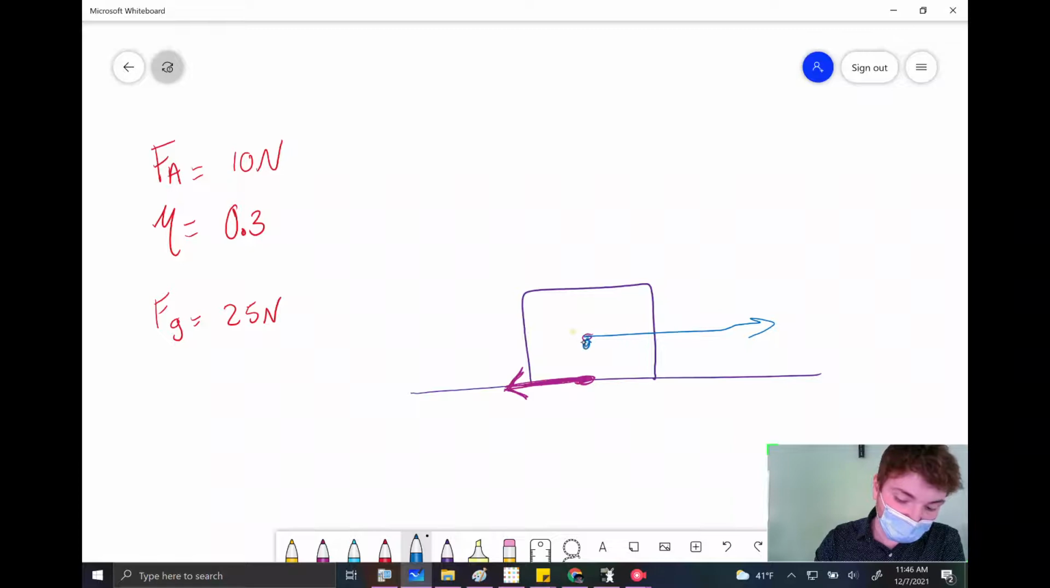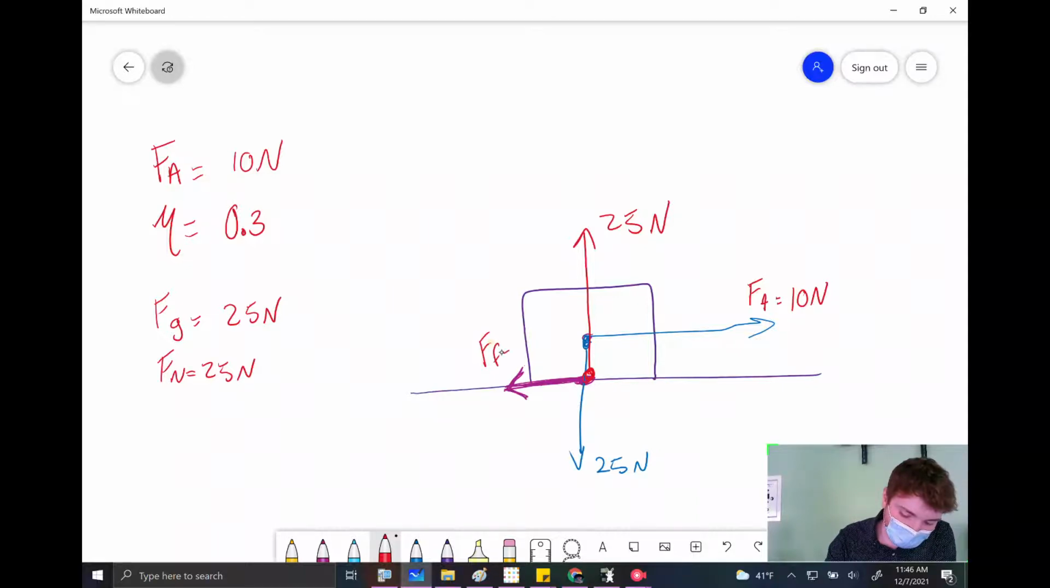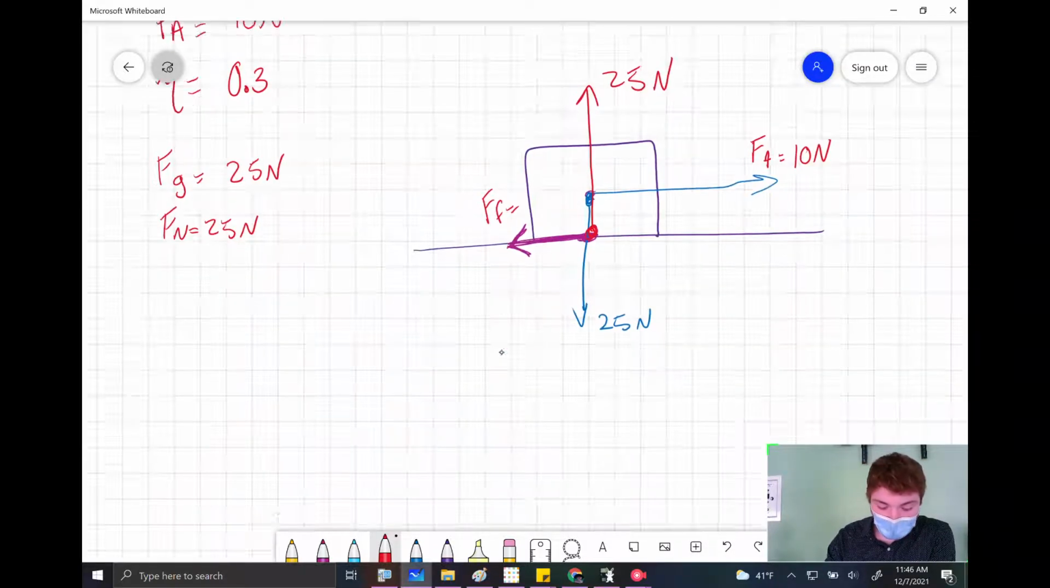And I have gravity acting downward, 25 newtons, which means I also have a normal force of 25 newtons upward. Remember, the normal force and the gravitational force when you're on a flat surface have the same magnitude, just going opposite directions. So normal force is 25. And we said applied force, Fa, was 10. And now I want to find what Ff is, the frictional force.